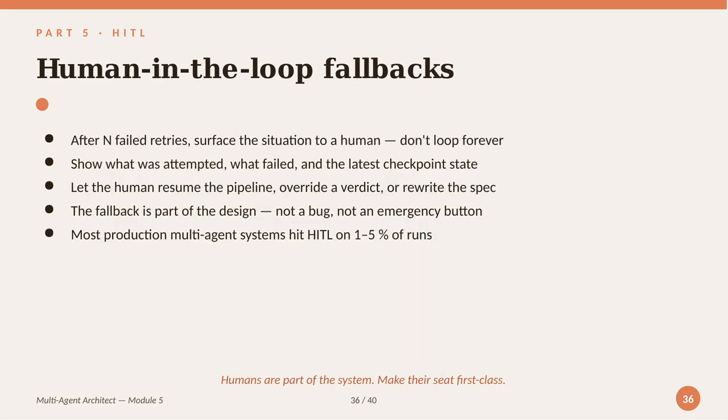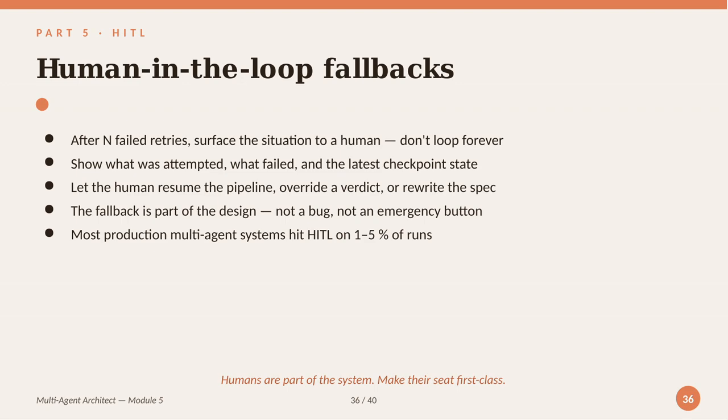Human-in-the-loop fallbacks. The pattern that makes a multi-agent system production-ready. After n failed retries, surface the situation to a human. Don't loop forever. Don't escalate silently. Give the human a clear surface: what was attempted, what failed, the latest checkpoint state, and the choices available.